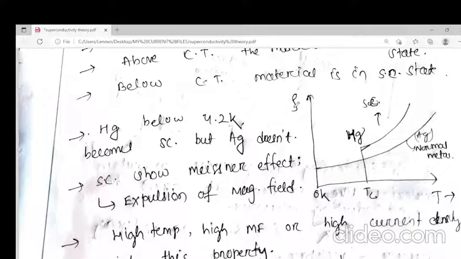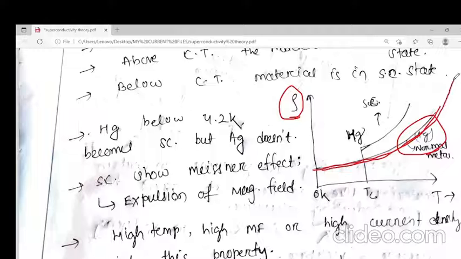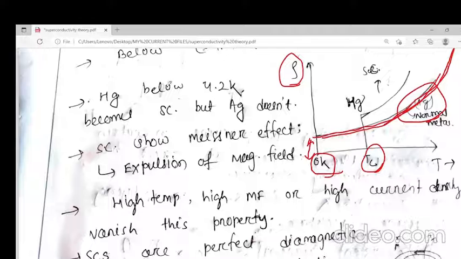Let's see the graph between resistivity and temperature. Here we are taking two curves, one of silver and another of mercury. Silver is a normal metal, so its graph of rho versus T is like this. If you decrease the temperature, even at 0 Kelvin its resistivity is not 0 but has some value along the y-axis. In mercury, at temperature Tc its resistivity suddenly becomes 0. So mercury below 4.2 Kelvin becomes a superconductor, but silver does not.